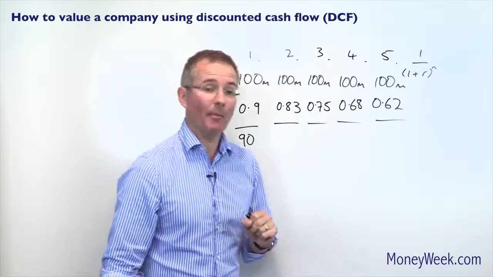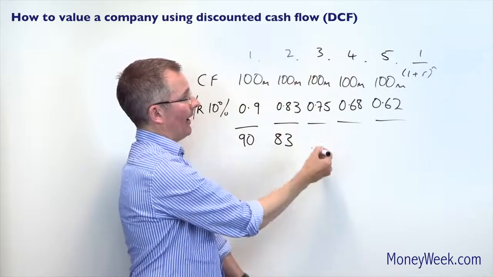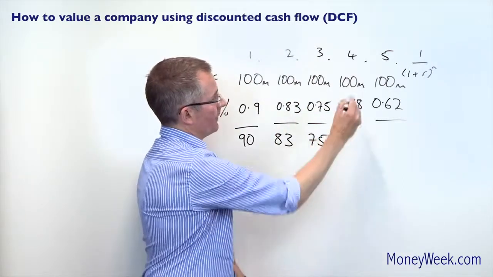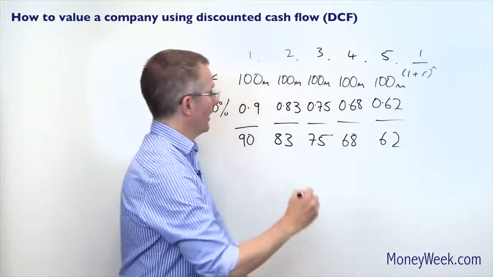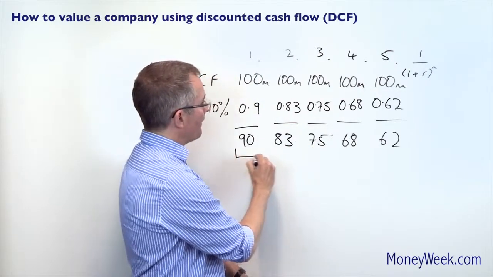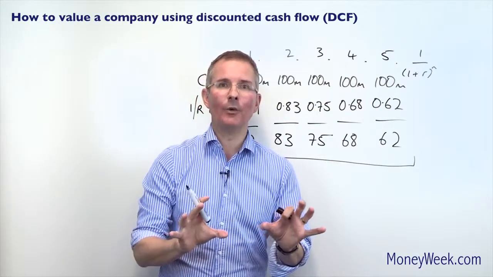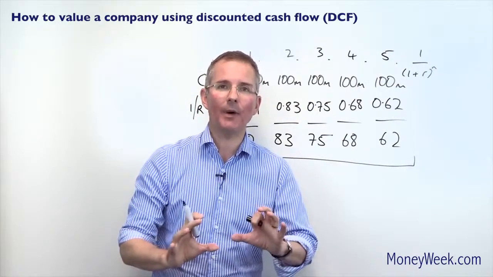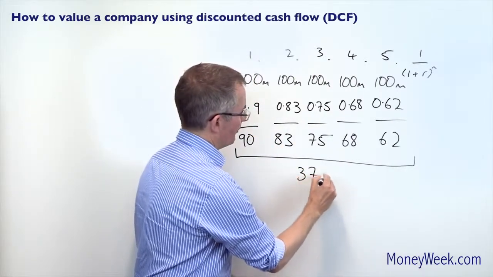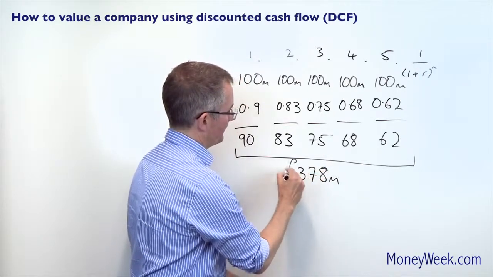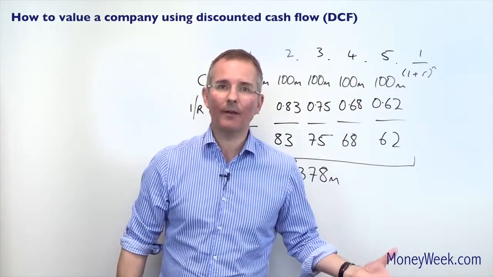I'll explain where I got that from in a moment, but it would reduce the second year's cash flow to more like 83. This is simply multiplying these out. 75, 68, and 62, all in millions, all in sterling, all right? And that means adding them all together, the, wait for the techie phrase here, net present value of those 5 years cash flows in today's money if interest rates are 10%, is roughly 378 million, not 500 million, which is what you get if you just added them all together, okay?